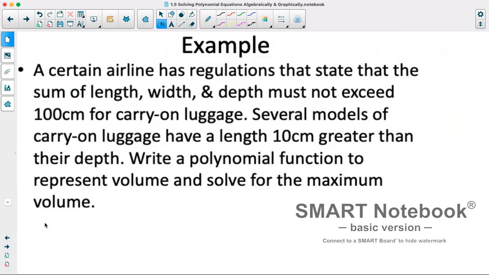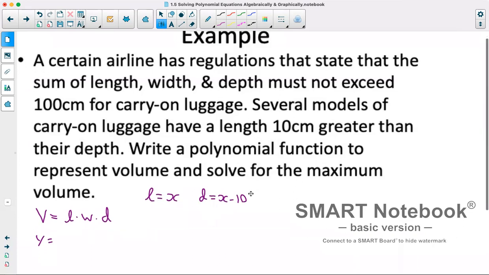Okay, so to solve this, we need to know our volume of a rectangular prism, which is length times width times depth. And then we have to essentially get this down to two variables. Our volume we will use on our y-axis, and we'll get everything else in terms of x. So for example, if I say my length is equal to x, we're told our length is 10 centimeters greater than our depth. So therefore our depth would equal x minus 10, which would make our length 10 centimeters greater.